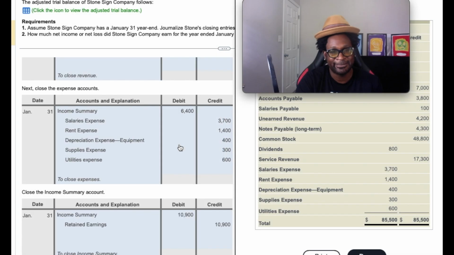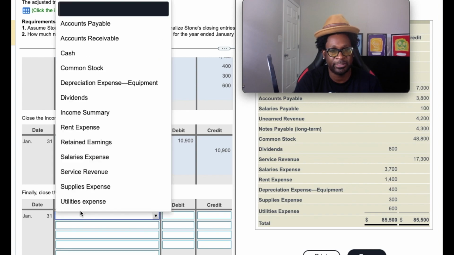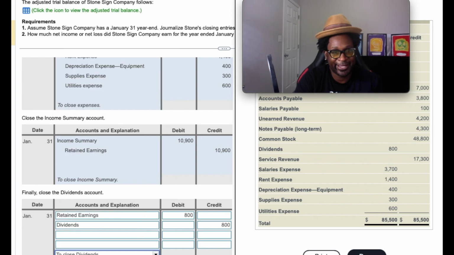Excellent job, gang. And last but not least, we're going to close out our dividends account into retained earnings by debiting retained earnings and crediting dividends. So we see that our dividends amount for the period is $800. So we're going to input that as well. We're going to check our answer.